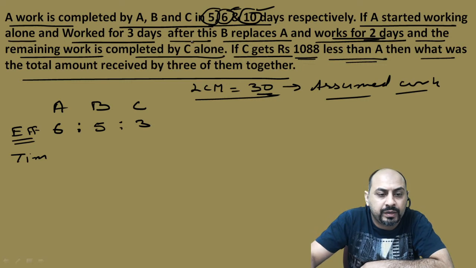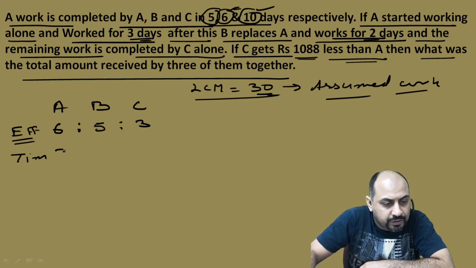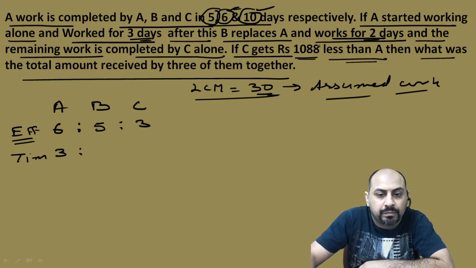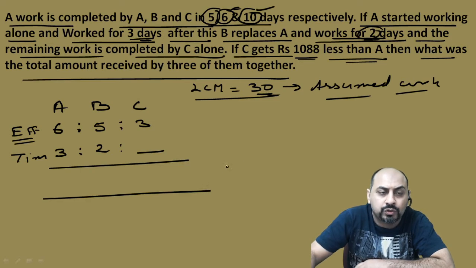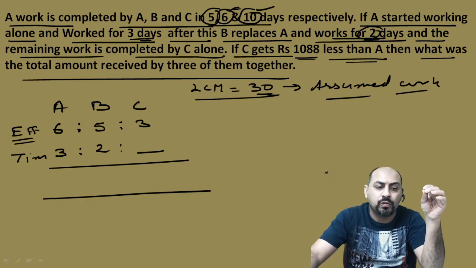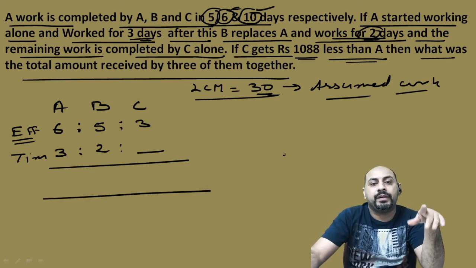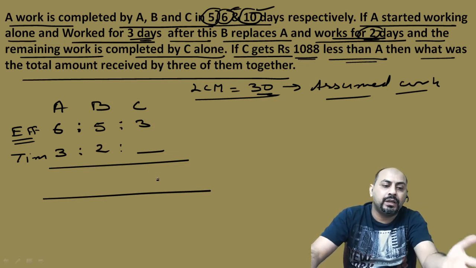A works for how many days? 3 days. So A works for 3 days. And then B replaces A and works for how many days? 2 days. And we are not aware of C. No issues. We can leave it like that, and there is no point calculating for C separately. It will get calculated here itself.